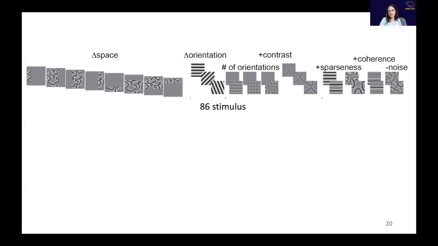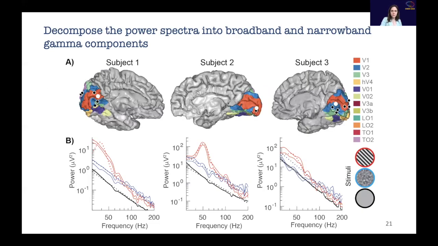And we presented these stimuli to a number of ECoG subjects. So these are stationary stimuli presented for 500 milliseconds to 3 subjects that had electrodes on V1, V2, V3, and some other early visual areas. And we see here the baseline in black for 3 example electrodes, the response to noise in blue, and the response to a grating stimulus in red. And we again parameterize this power spectral density with a broadband increase and a narrowband gamma increase.